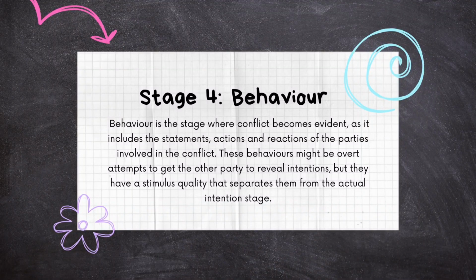Stage 4 is behavior. Behavior is the stage where the conflict becomes evident, as it includes the statements, actions, and reactions of the parties involved in the conflict. This behavior might be an overt attempt to get the other party to reveal their intentions, but it has a stimulus quality that separates it from the actual intention stage.